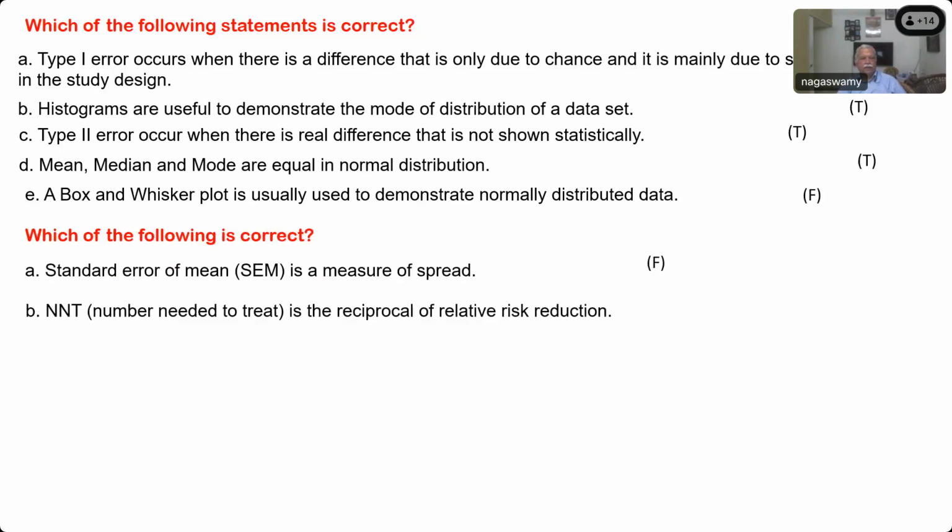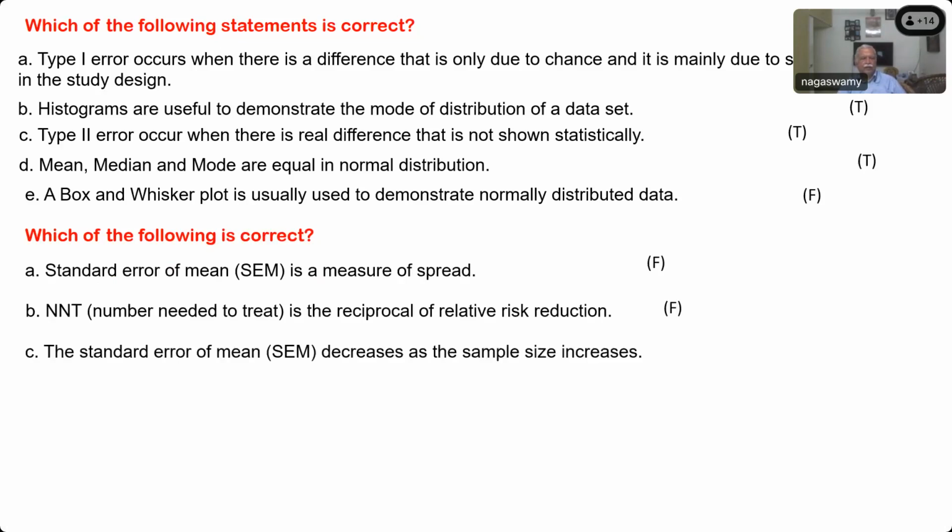Number needed to treat is the reciprocal of relative risk reduction. Is it true or false? False. The standard error of mean decreases as the sample size increases. True, sir. With a much larger sample, you have a lesser standard error of mean.